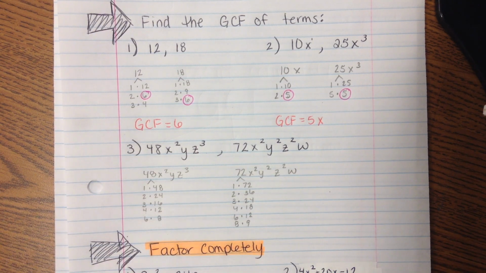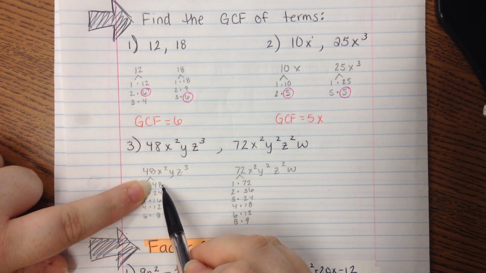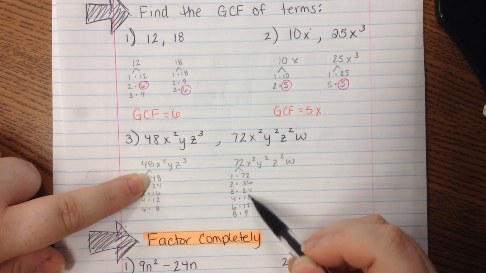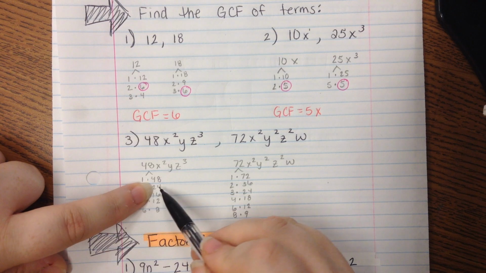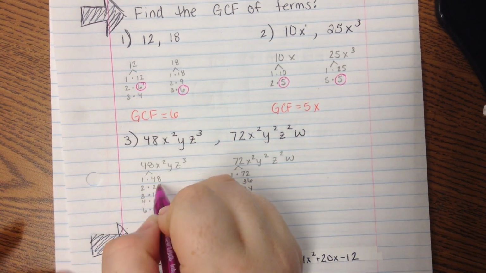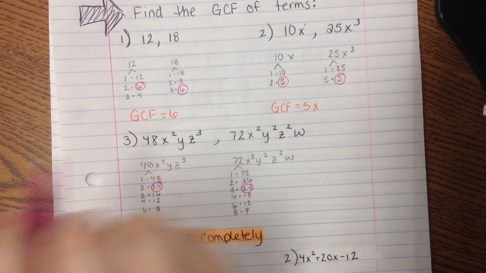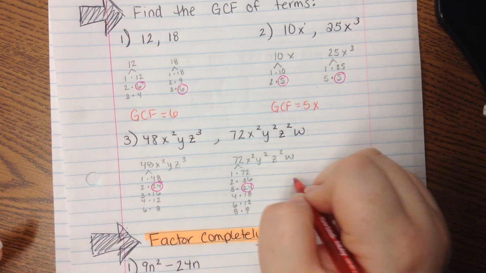8 times 9. So I'm going to look over here at the 48. 48 is my largest one here, but it's not in this section. So I go down to 24. 24 is in this section, so 24 is our GCF number. So far we have a GCF of 24.